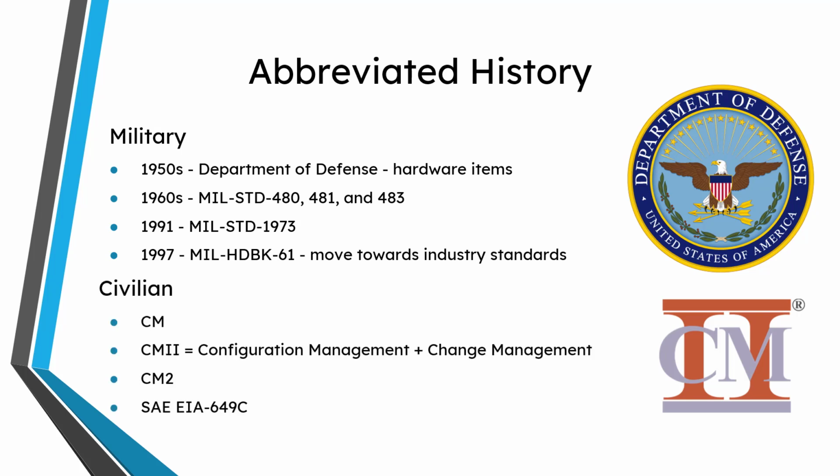A civilian version of CM followed soon after the military one. That one expanded to CMII to reflect that it encompasses and integrates both configuration management and change management. The current iteration is known simply as CM2. A standard for CM was developed by the Electronics Industry Alliance. That is known as SAE EIA 649, and the current version is C.